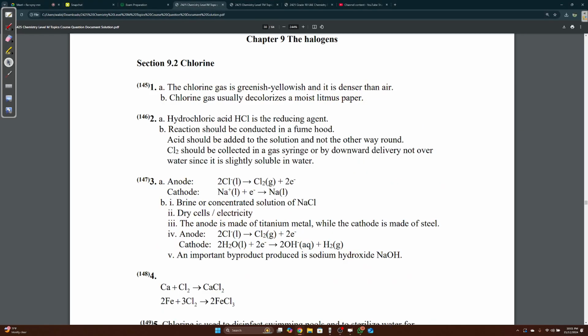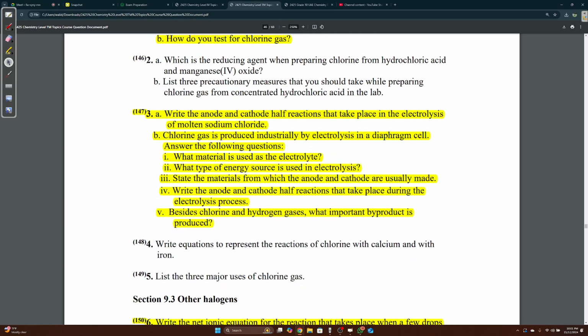You could say bleaches litmus paper, or you can say how they say it in the course revision: it decolorizes a moist litmus paper. Decolorizes or bleaches litmus paper, they're both correct. Question 3 now.